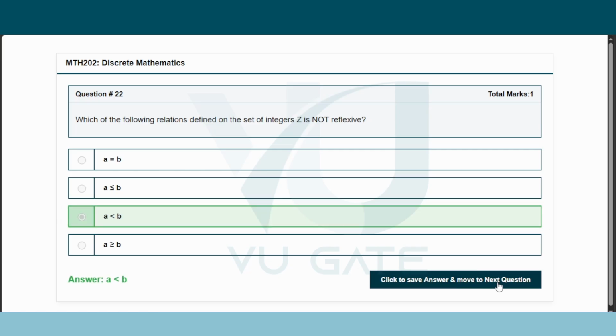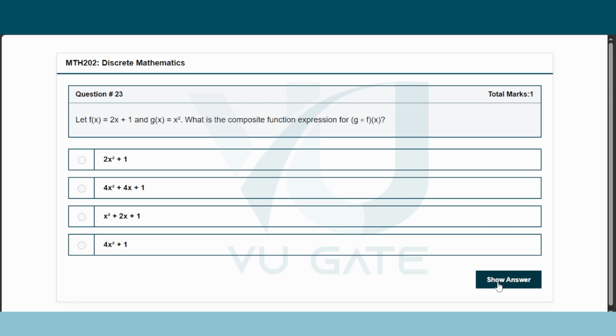The correct answer is A is less than B. Question number 23. Let f of x equal 2x plus 1 and g of x equal x squared. What is the composite function expression for g composition f of x? The correct answer is 4x squared plus 4x plus 1.